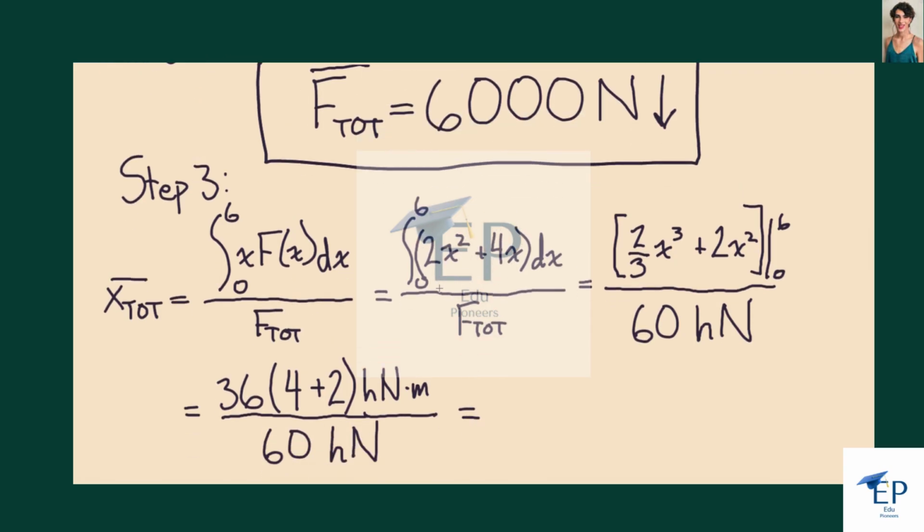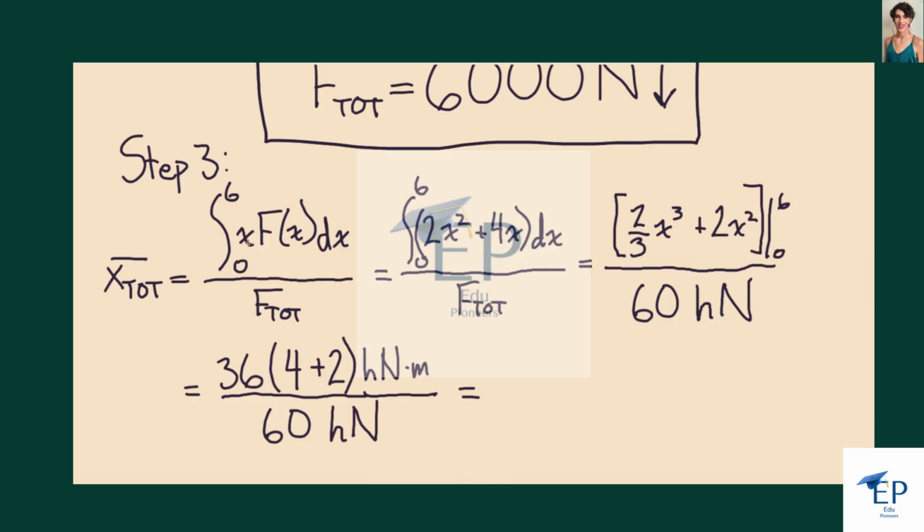We will show the product of x, f of x, which comes to 2x squared plus 4x. Integrating that, we are left with 2/3 x to the third plus 2x squared that we evaluate from 0 to 6. And all of this is over our total force load magnitude of 60 hectonewtons.